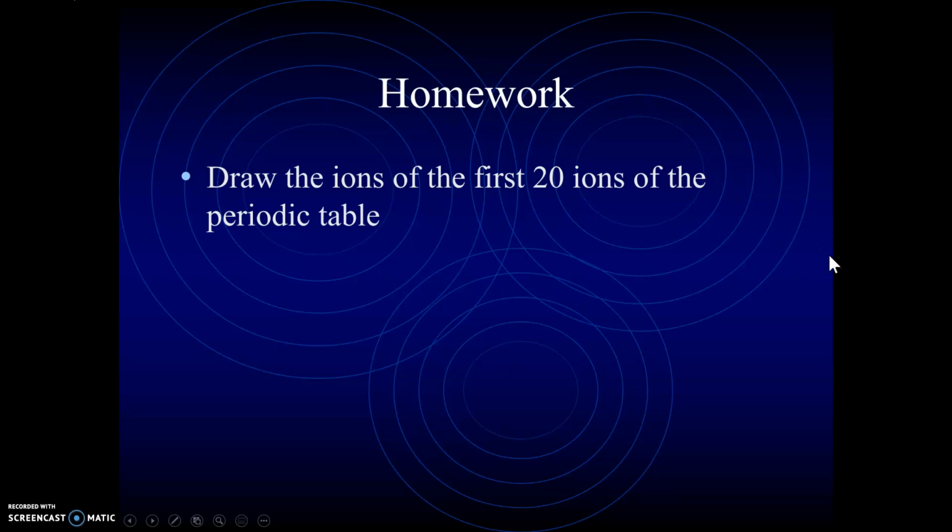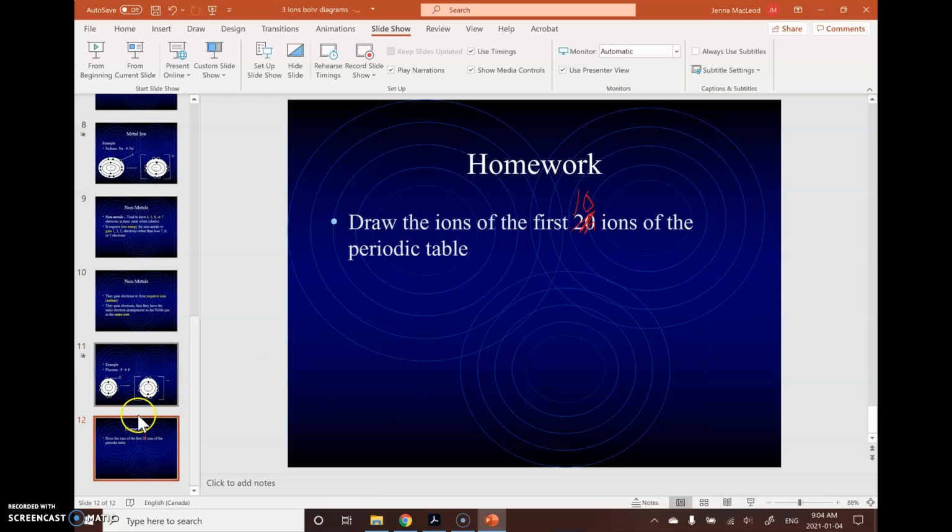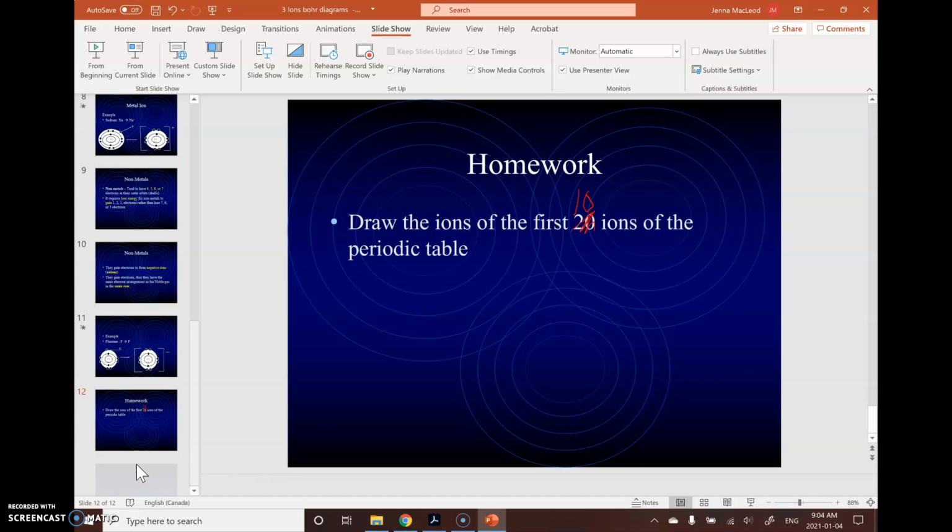All right, so for this homework, we're going to do the first 10. And that's going to be easiest. So you're going to draw the first 10 ions of the periodic table. If you get to group 18 elements, they don't form ions at all. So all you have to do is just write the element symbol. Okay, so let's do an example here. Let's do a couple examples.